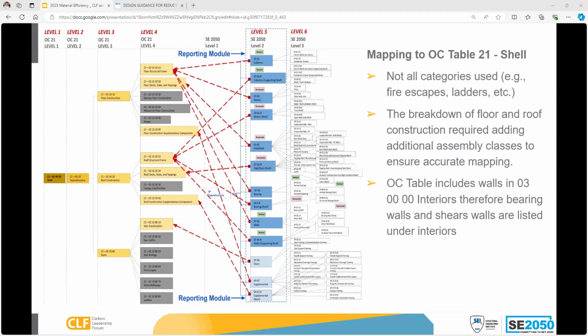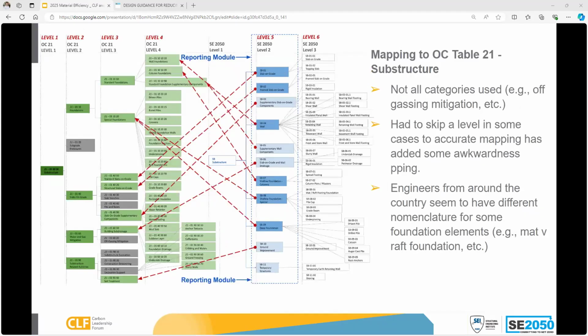On the substructure, next slide. A lot of other challenges here. Of particular note was learning that foundation systems are talked about in very different ways across the country. I always think of those big slabs below concrete cores as mat slabs, mat foundations. A lot of other people think of them as raft foundations. So just learning about the different language, how even structural engineering colleagues talk about things, was quite interesting.